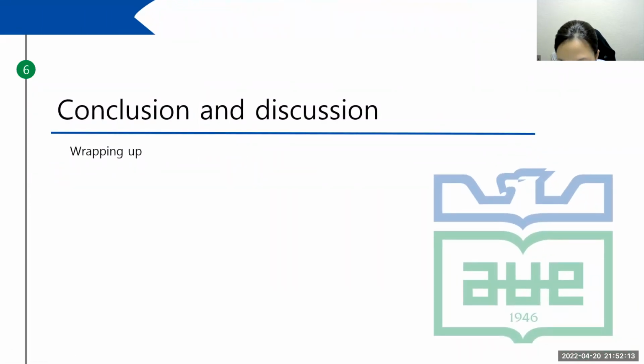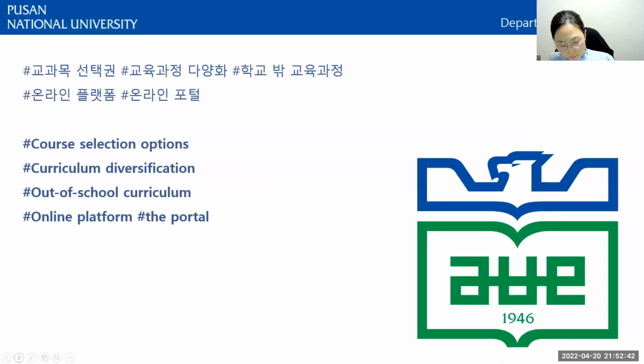This study has mentioned the composition and operation of a portal platform to help students experience out-of-school learning as one of the ways to help the efficient operation of a high school credit system. I hope that the credit system will raise the students' passion for learning and raise their dreams. That was it for this study.